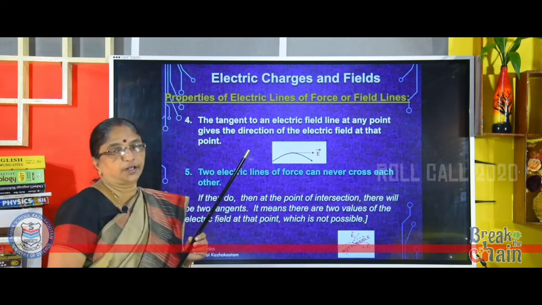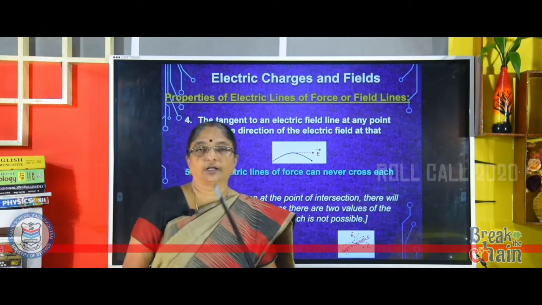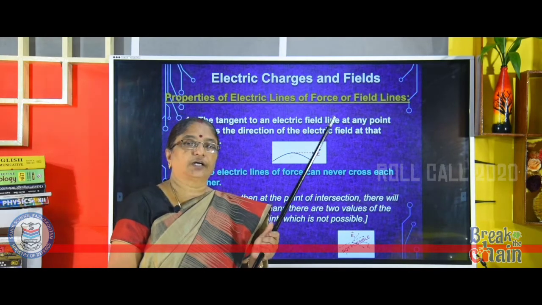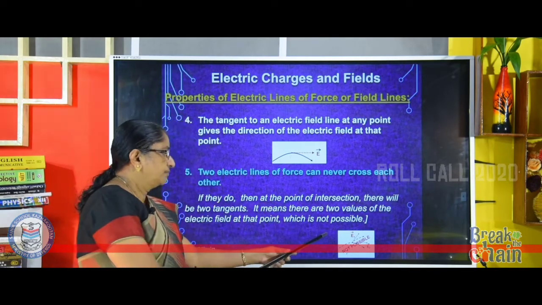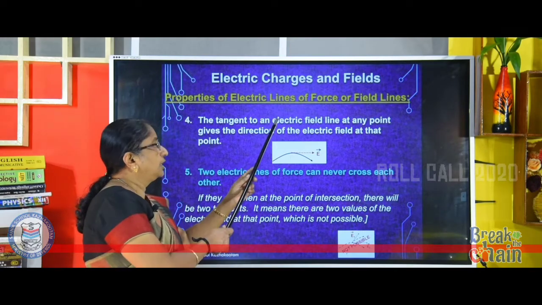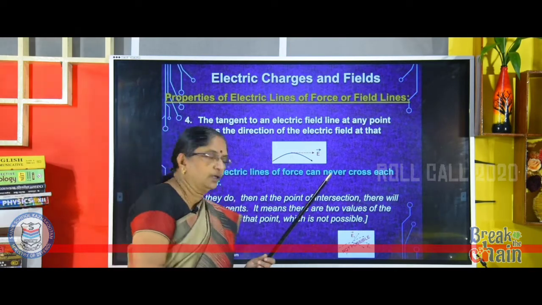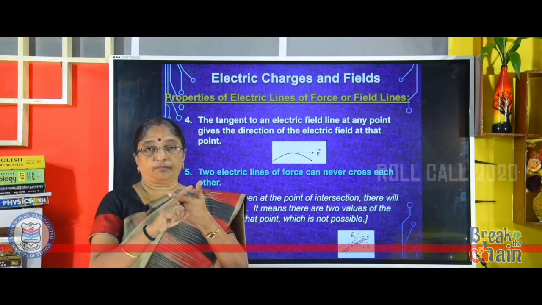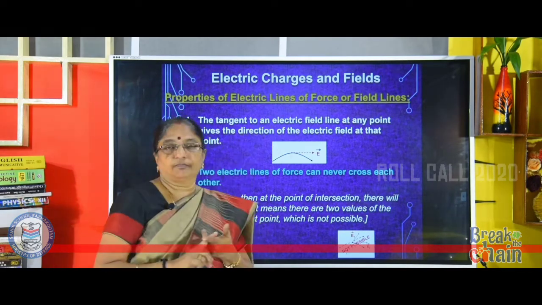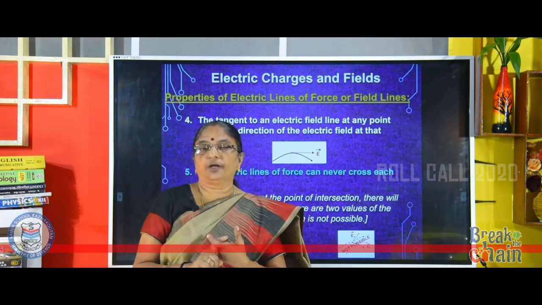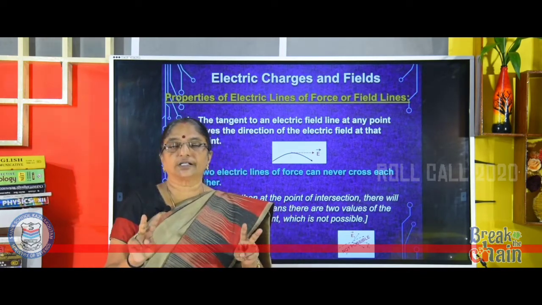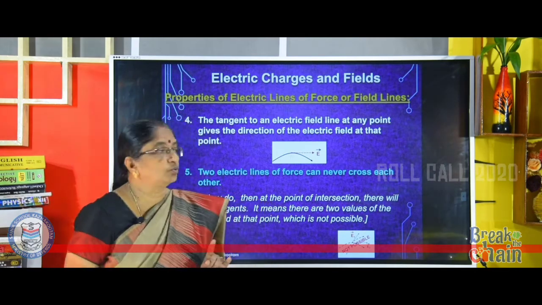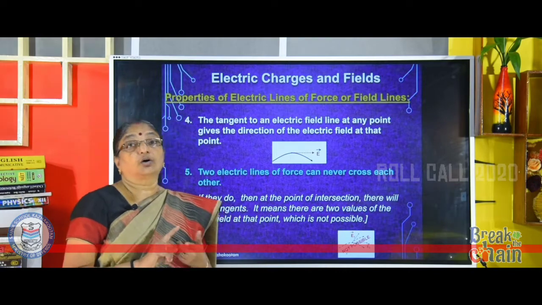Next, fifth property: no two electric lines of force can intersect. What may be the reason for that? It is actually related to the previous point. If two electric lines of force were meeting, there would be two tangents at a single point, which shows two different directions at a single point. Is it possible? No. So, no two electric lines of force can cross each other.